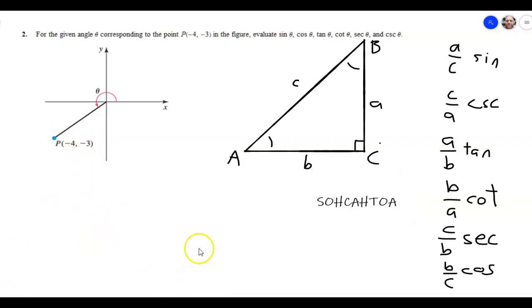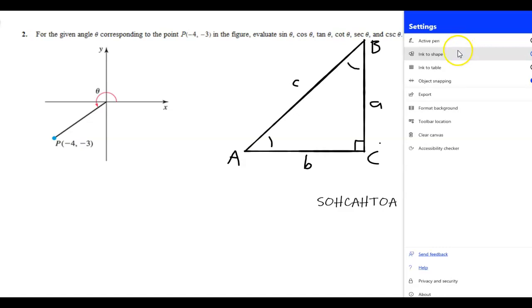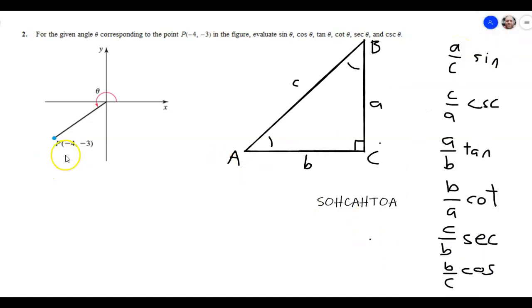Now our reference angle is making a right triangle with the closest x-axis to our point, so either the negative x-axis or the positive x-axis. To this point, the closest x-axis is the negative x-axis, so we're going to draw a line going straight up. Making a right angle here.